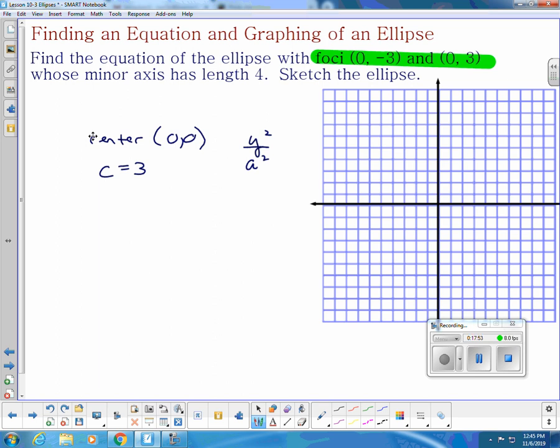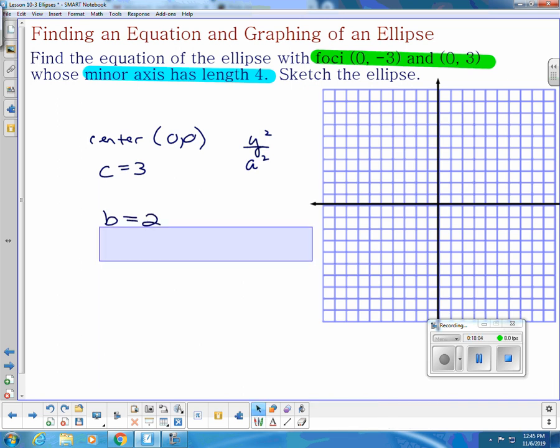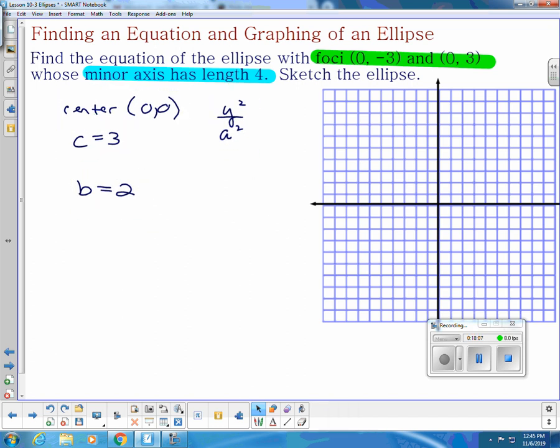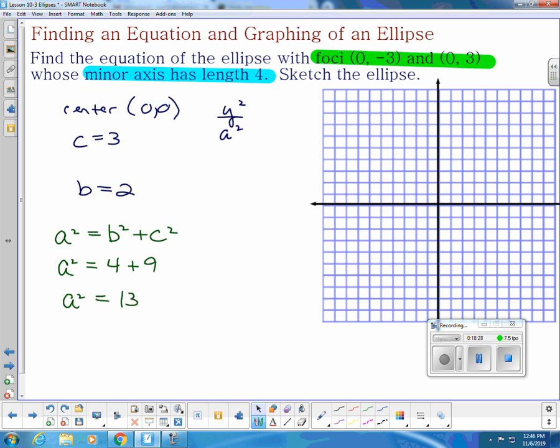Then they tell you the minor axis has a length of 4. What does that tell you? b equals 2. So in order to write the equation, I need an a and a b and a center. I've got my b and I've got a c. So a squared equals b squared plus c squared. b squared is 4, and c squared we said was 9. So my a squared is 13. I only need a squared for the equation, so I can write my equation now.